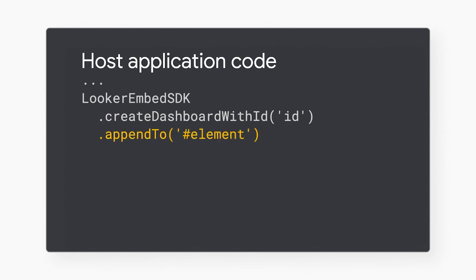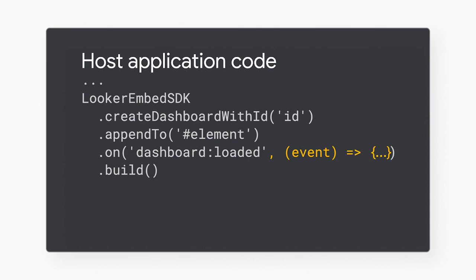We first go through the basic creation of an embedded dashboard. We call the Embed SDK's createDashboardWithID method, then the append_to method, and then the build method. However, this time we also make a call to the on method before the build method call so we can listen to the dashboard loaded event. We provide the on method with the event's name and an event listener function to handle the event. Also, after the build method call, we need to chain a call to the connect method to establish the SDK's communication with the iframe and enable the event listener.